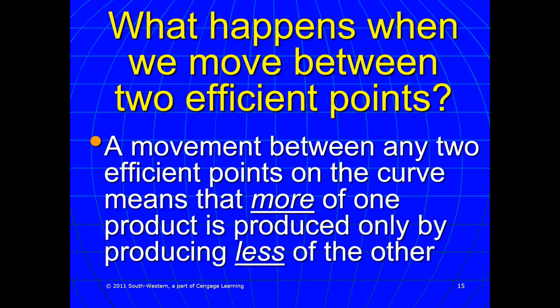If we're going to move between two efficient points, that means we have moved some resources or some workers from one line to the other. If we're going to be making more of one product, we're going to have to give up some production of the other product.